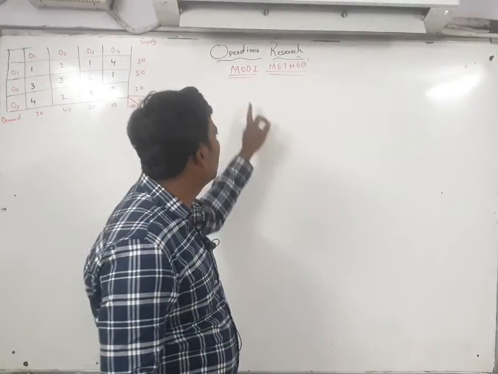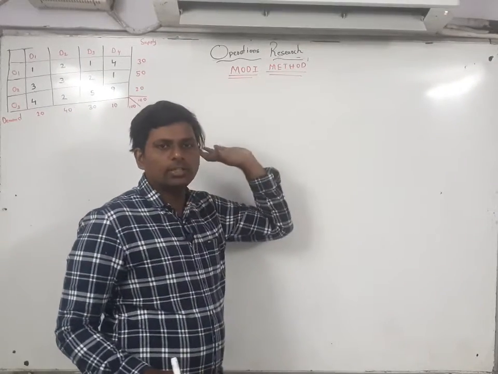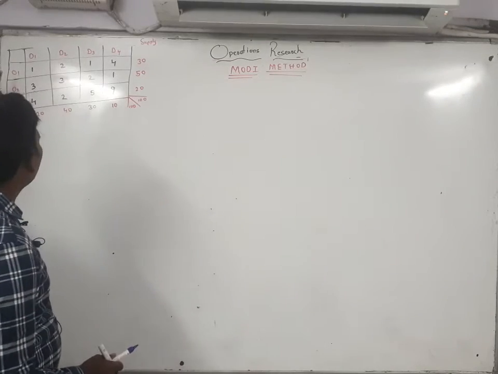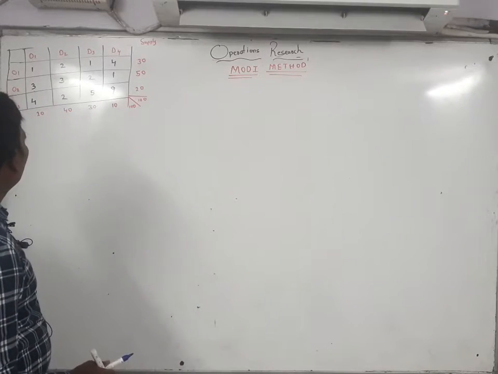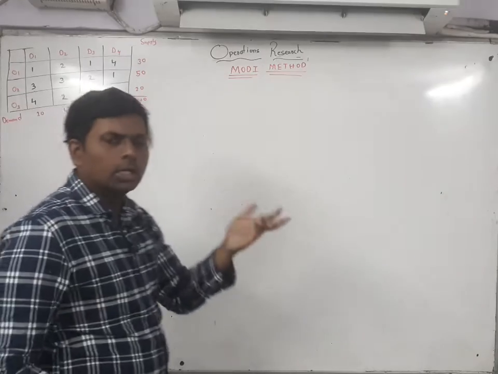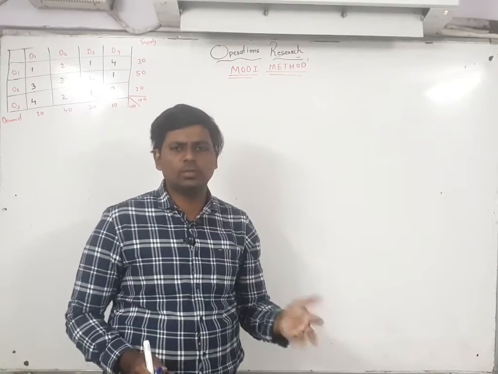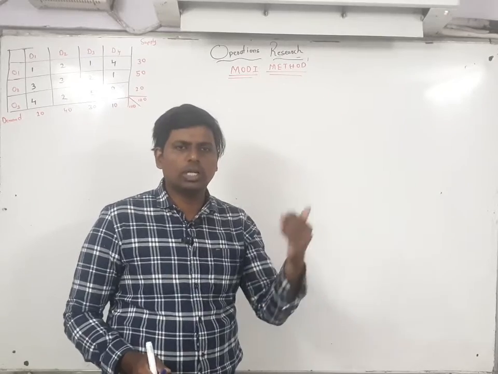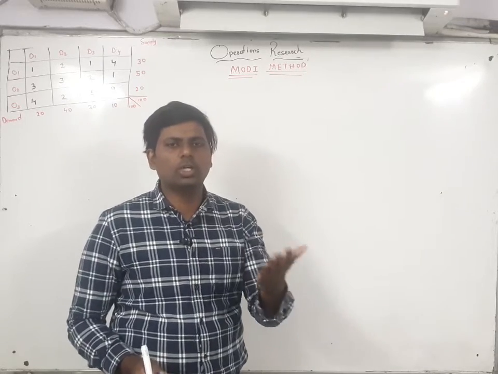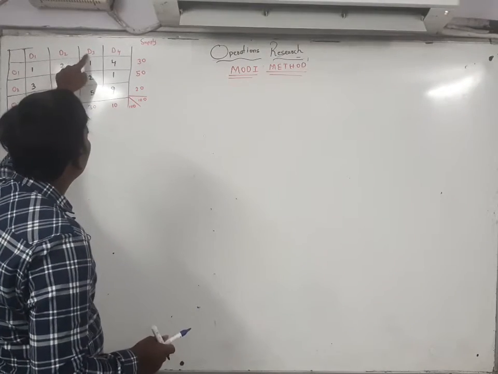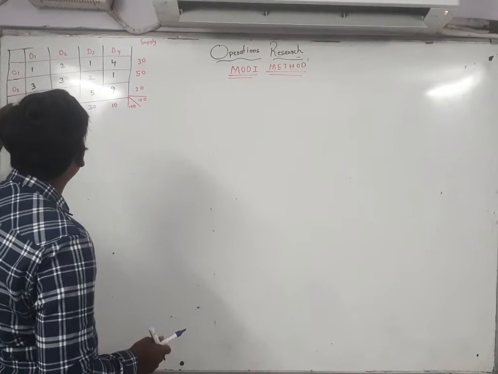The name of this method is Modi method. Like this, solve with the help of Modi method. Like this, the question will be given. Here as you can see, O1, O2, O3, that is supply only. You can write S1, S2, S3, or you will give A, B, C, D, E, F, G, whatever it may be. So you have to select O1, O2, O3 and D1, D2, D3 and D4. As you can see here, D1, D2, D3, D4, O1, O2, O3.